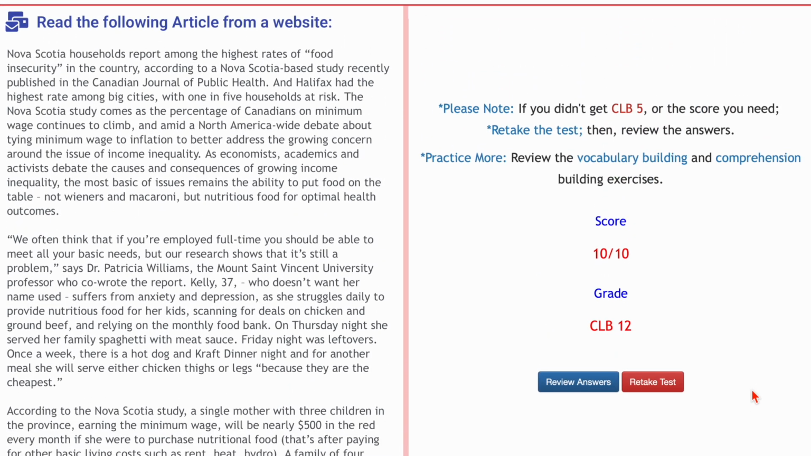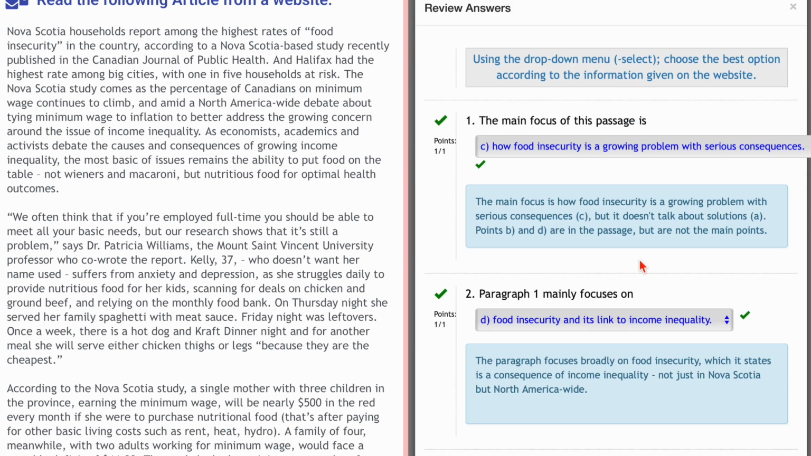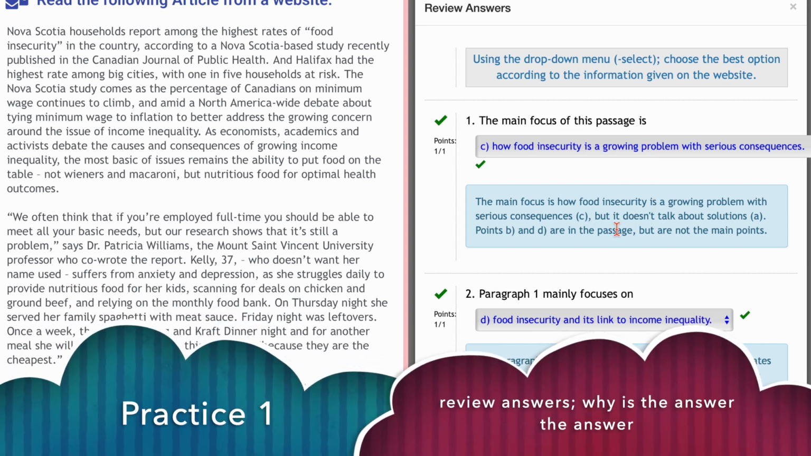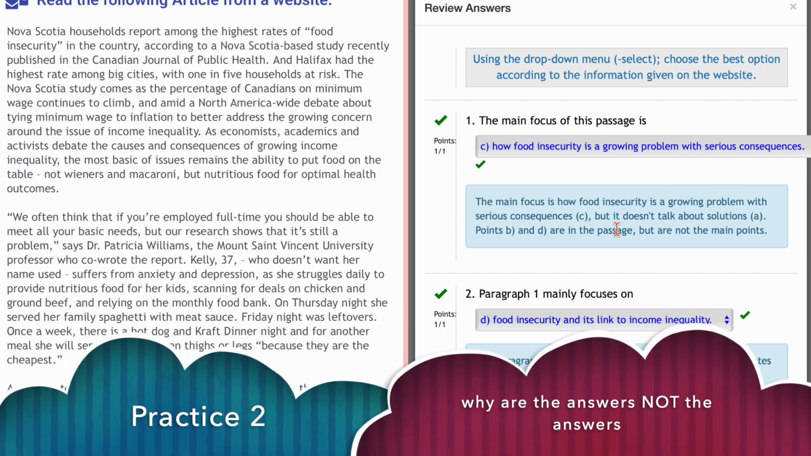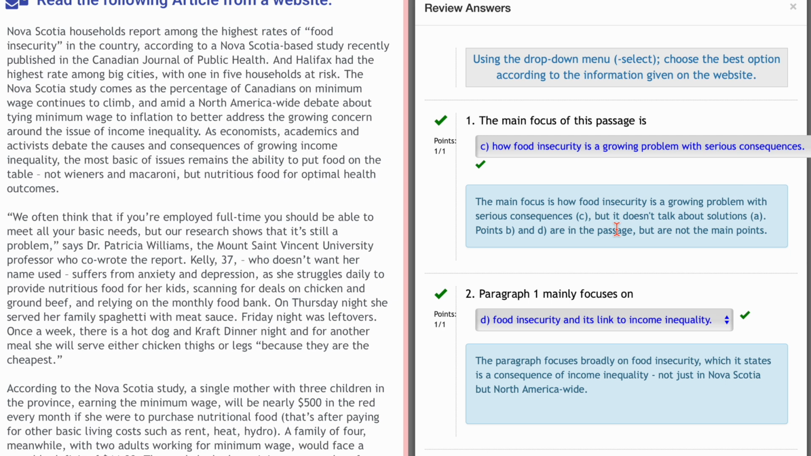All right, very good. Now, everyone, to practice. How can we practice? Well, the first thing we can do is review the answers. Maybe you didn't get the answers right. So we need to review the answers and we need to understand why the answer is the answer and why the other answers are not the answers. This is very important, everyone. And you could review the test again and just focus on that. It will really help you build your comprehension.